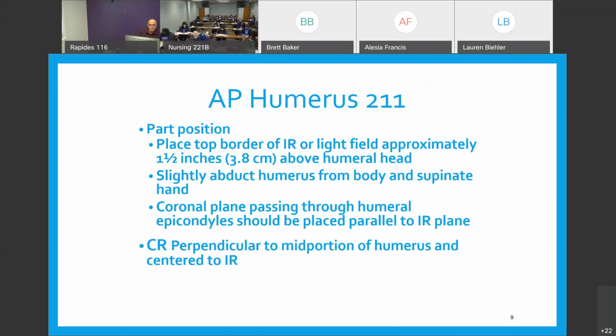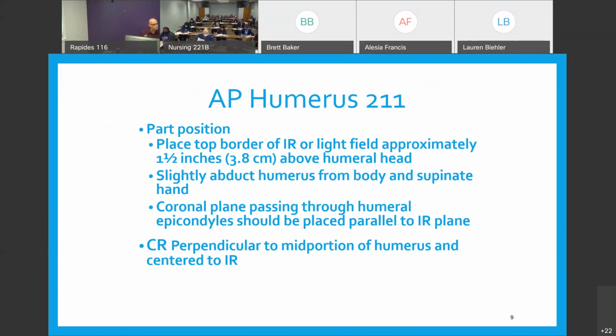That's right. All right. And it says a coronal plane passing through the humeral epicondyles should be placed parallel to the IR. This is the humerus, and we're still talking elbow anatomy, right? Is everybody understanding that? Just a kind of a continuation. It's a long bone, so it says central ray is perpendicular to the mid portion of the humerus and centered to the IR. There was a question that we were talking about, I forget, it was one day last week. Can you do something diagonal, or do you have to keep it up and down straight? You can certainly work diagonal.